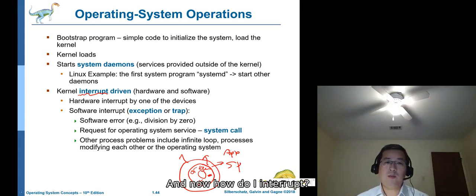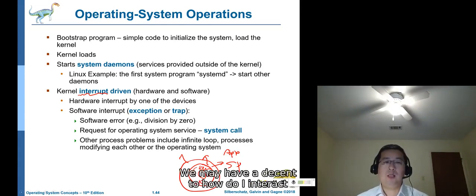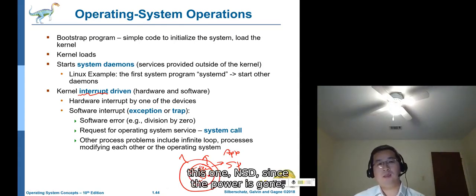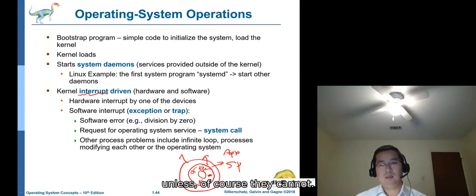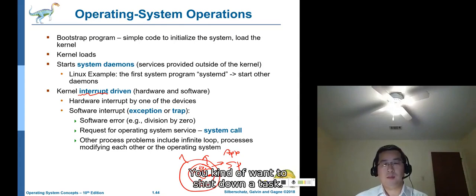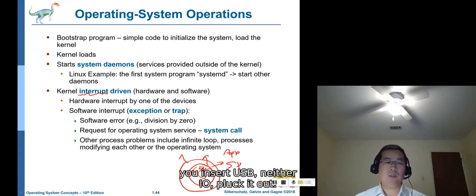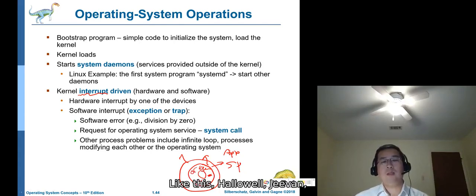And then we may have two kinds: hardware interrupt and software interrupt. Hardware interrupt, for example, power on, power down. The power is gone, of course, you need to do something. You can only shut down the tasks. Okay. And then if you insert a USB, another I/O, or plug it out, this is hardware driven. Okay.